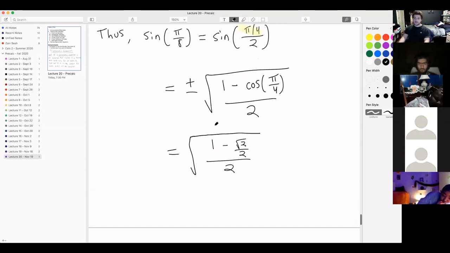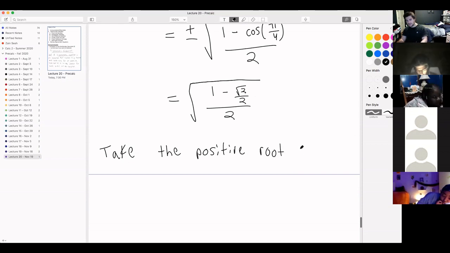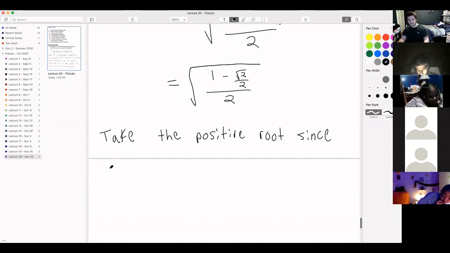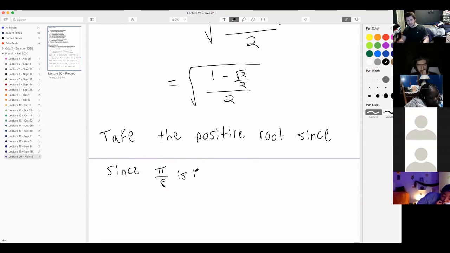Okay, you should be noticing now I got rid of the plus minus, it's just a plus. Reason being, take the positive root, since sine is positive in the first quadrant. Since pi over 8 is in quadrant 1 and sine is positive there.